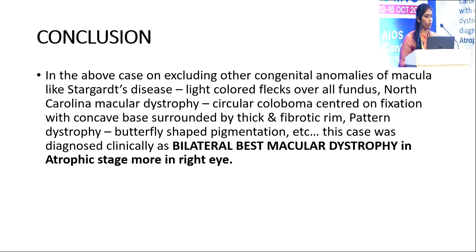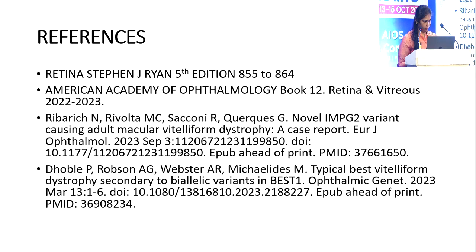Coming to the conclusion, in the above case, we excluded other congenital anomalies of the macula like Stargardt's disease, which typically has light colored flecks all over the fundus; North Carolina macular dystrophy, which has a circular coloboma centered on fixation with a concave base surrounded by a thick and fibrotic rim; and pattern dystrophy, which shows butterfly shaped pigmentation. This case was diagnosed clinically as bilateral Best macular dystrophy in atrophic stage, more in the right eye.